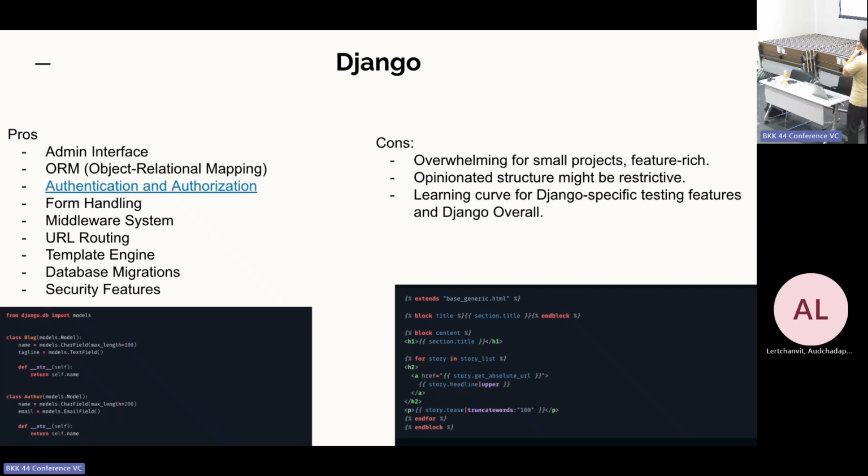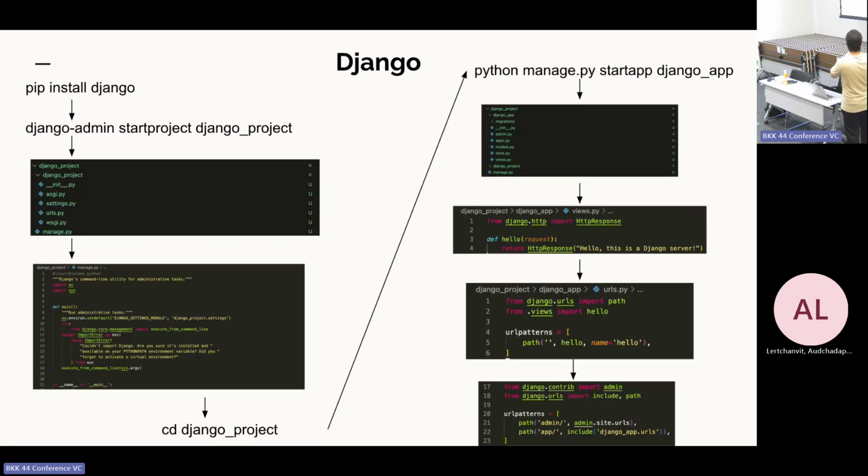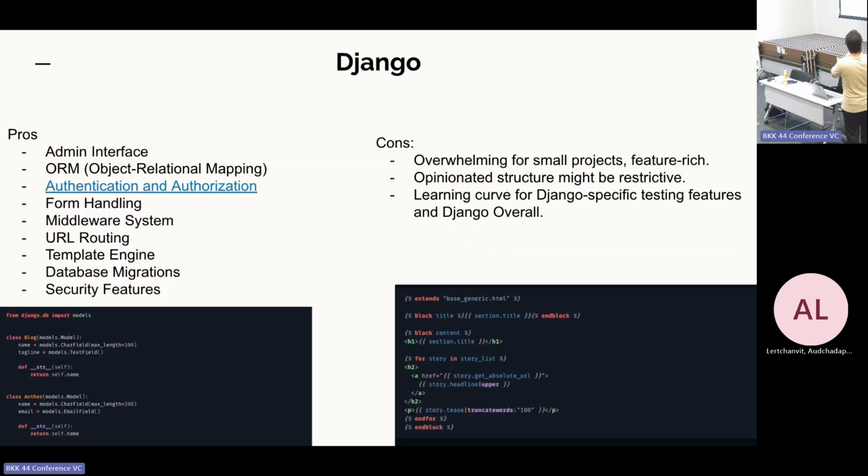It gives you form handling, middleware system, URL routing, templating engine, database migration, security features, all of those. It's very nice. Cons is that it's overwhelming. Like, come on, if you just go into this, it creates so many files. Its opinionated structure might be restrictive. Many developers don't like to work on a pre-built project in a sense. This is just pre-building your project for you.